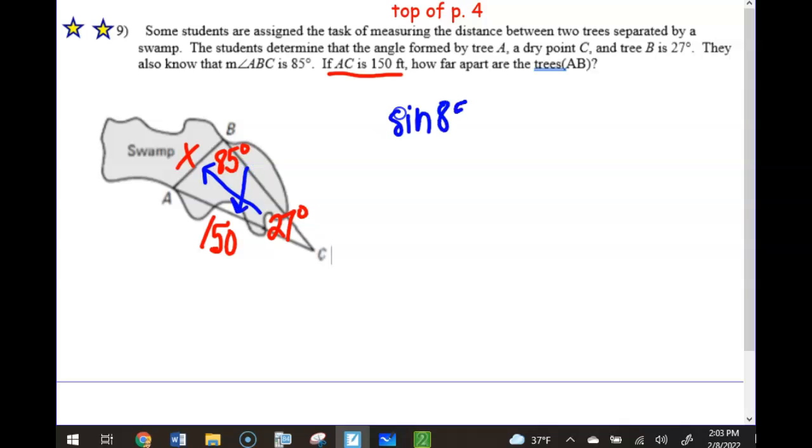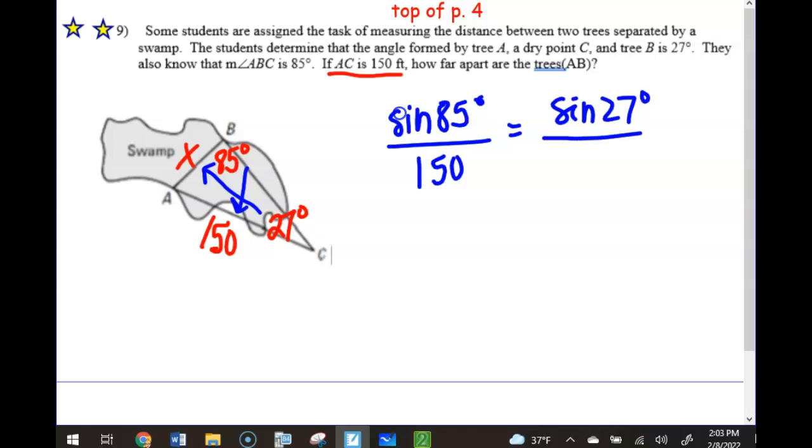Law of sines. The sine of 85 degrees is across from a side of 150. In the same way, the sine of 27 degrees is across from a side of x. Do we need to worry about 2 solutions? No, because we're finding a side. If we're given 2 angles and a side, we really know all 3 angles, right? We could find the third one if we needed it.